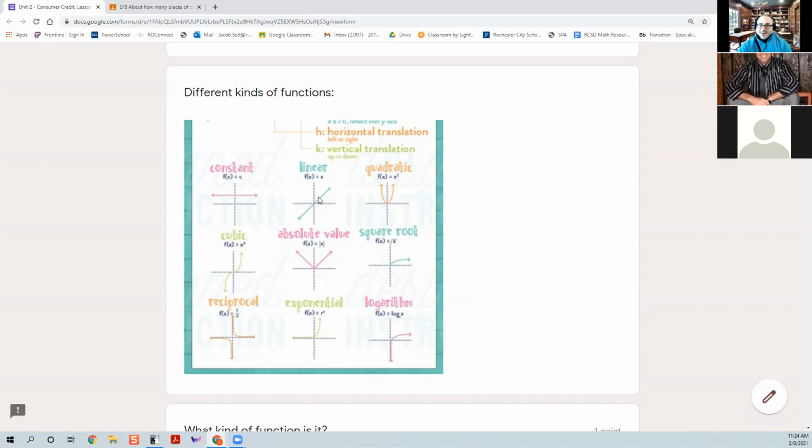We saw that as the little line of reflection that distinguishes an exponential function from a logarithmic function, right? This little y equals x line was the line of reflection for the parent function for an exponential, and the logarithm is the reflection of that.